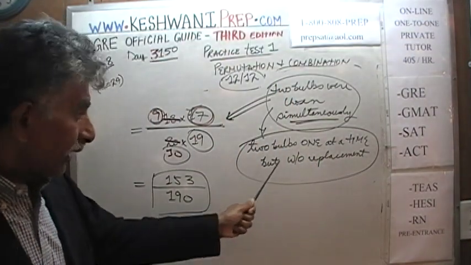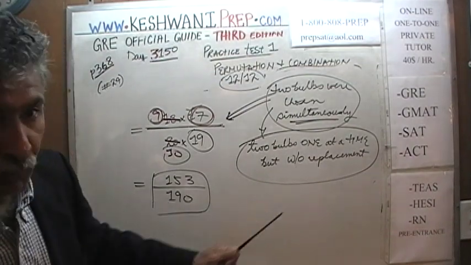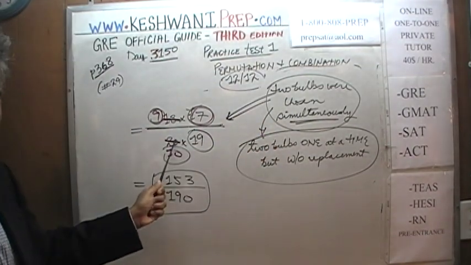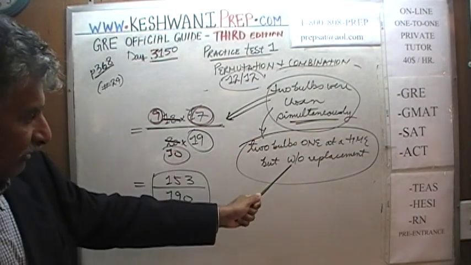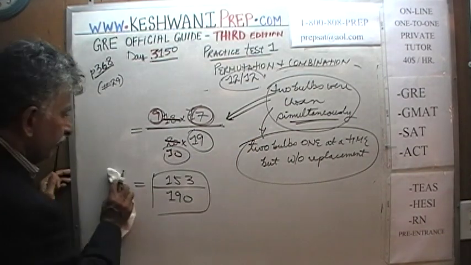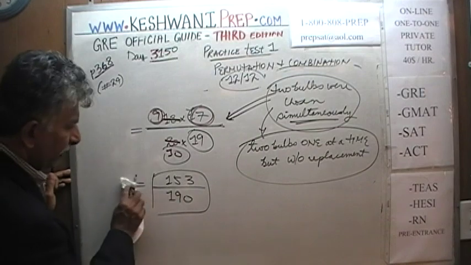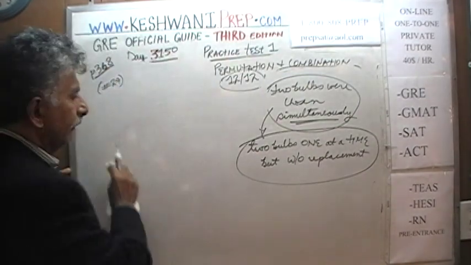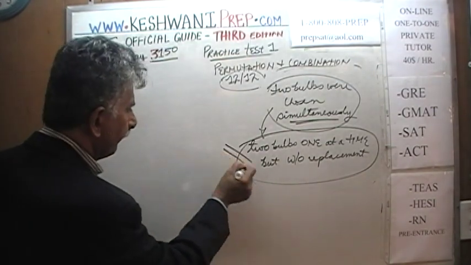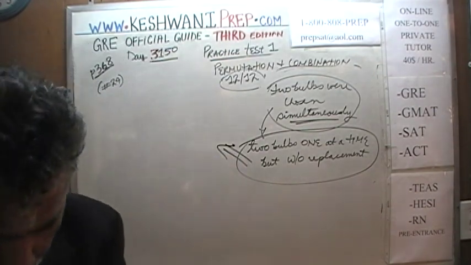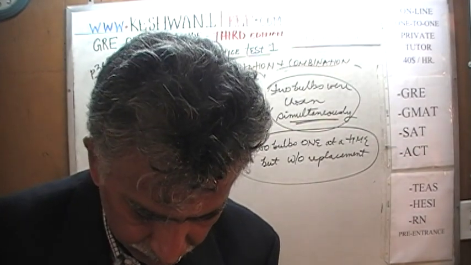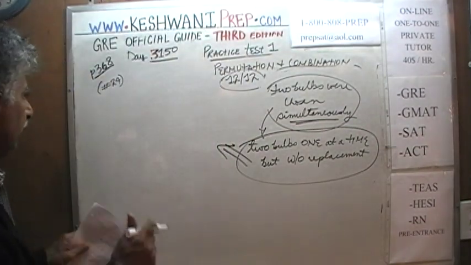So let's solve the problem now through this outlook. Now let's do this outlook again. Keep in mind the answer was 153 over 90. So, this is what we're going to do. Let's first set up the symbols so that we understand it, okay? It's very important. Understand it.